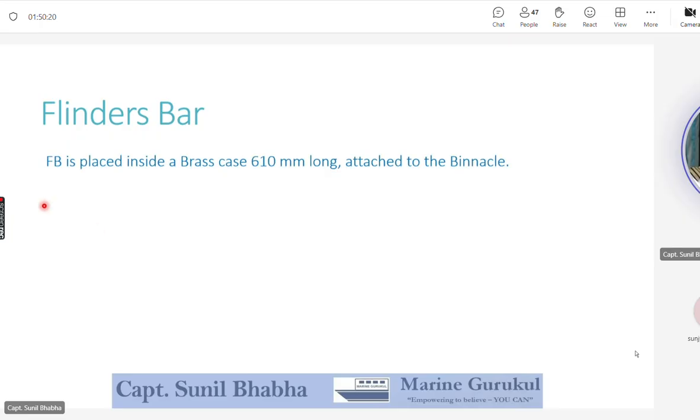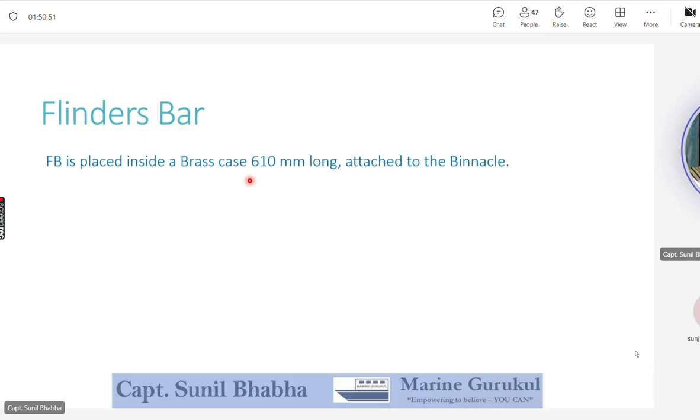Now going more into analyzing the Flinders bar. The Flinders bar is placed inside a brass case. It could be a brass case, or a plastic, or any material which is non-magnetic. All the items used close to the magnetic compass in the binnacle, even the nails and screws, are made of non-magnetic material.